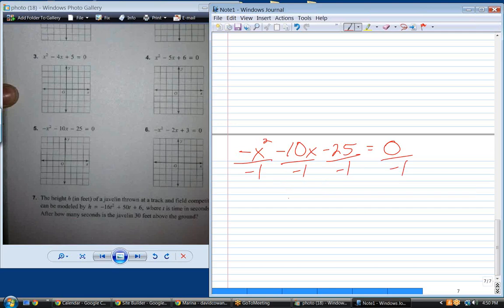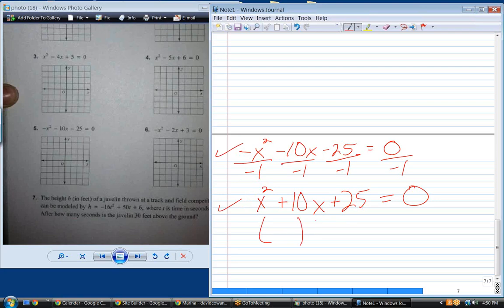So now what do I have? That turns into x squared, a plus. This turns into plus 10x, and this turns into plus 25. And that whole thing is equal to 0, because this is still 0 on the right side. So it's much easier to work with this equation than it was to work with that equation. I can factor this one pretty easily.